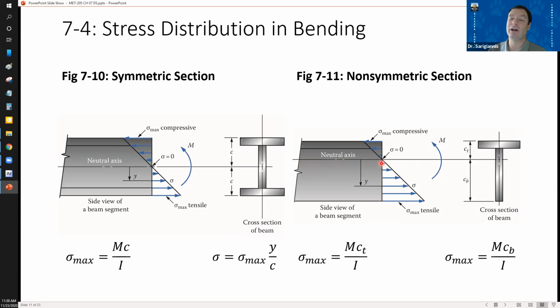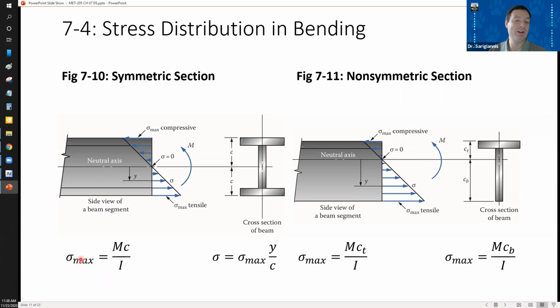Well, what does that do? Well, it means the largest distance from the centroid to the outer fiber is the bottom, right? So sigma max for the overall beam is actually the tensile sigma max. There's two different ones. Sigma max compressive is up here, but it's not the same magnitude as the tensile stress, right? It's actually less. So you're going to be able to calculate two different max sigmas, one for compression, one for tension.